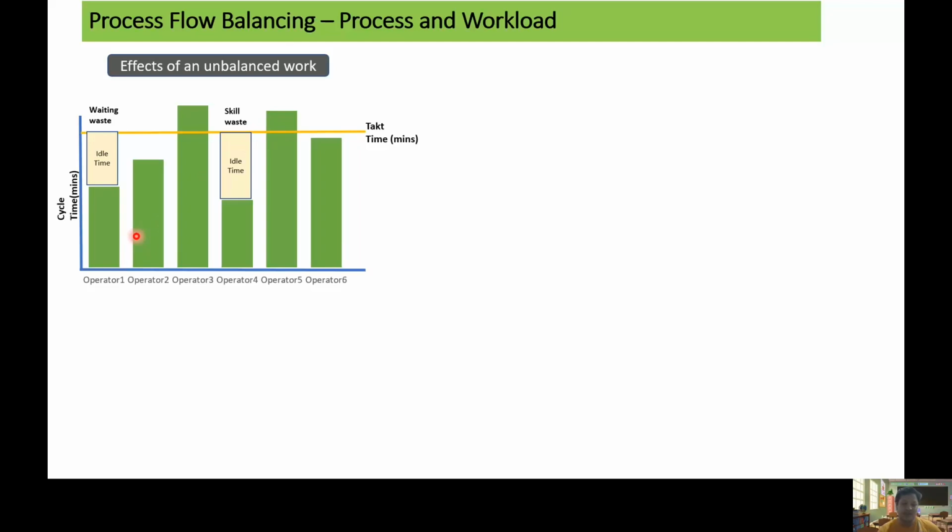If you consider the workload of operator 2, he will create work in progress, which is an inventory waste. If you look at the activity of operator 3 and operator 5, which is much above the tech time, they will look for shortcuts to complete their activity, which will lead to quality defects and therefore to rework, which is a kind of processing waste.